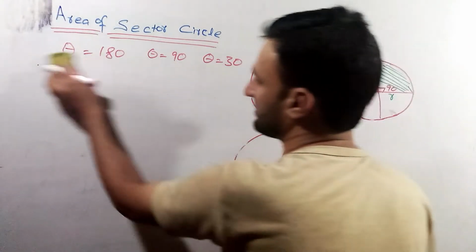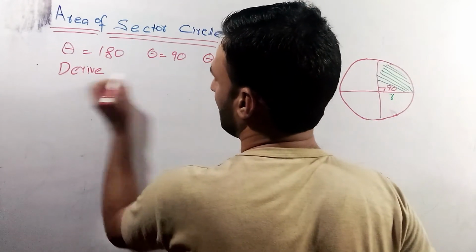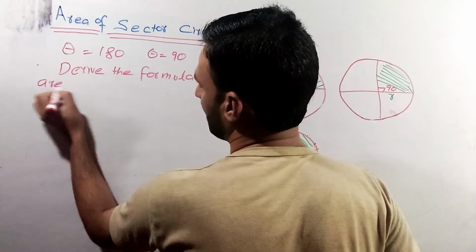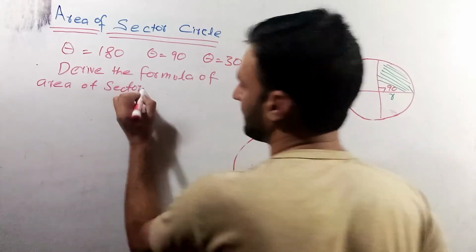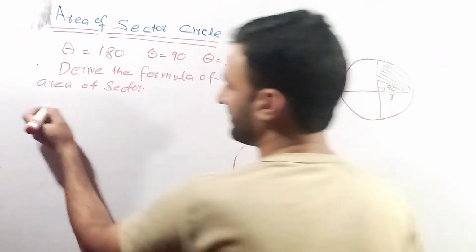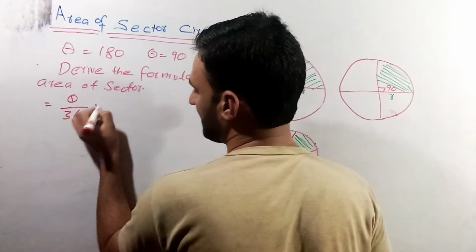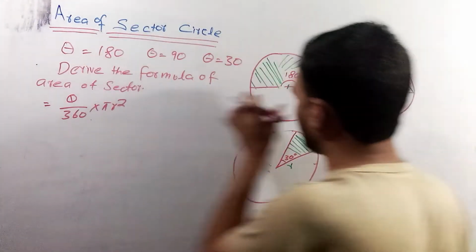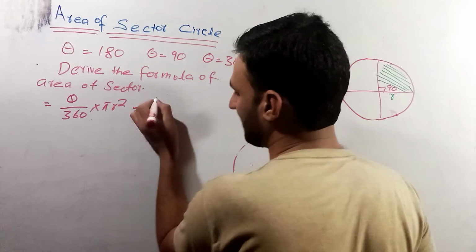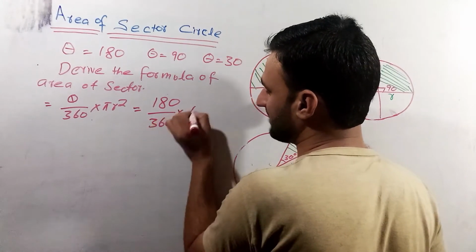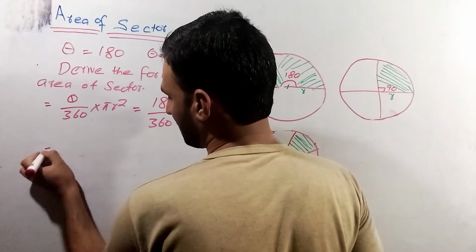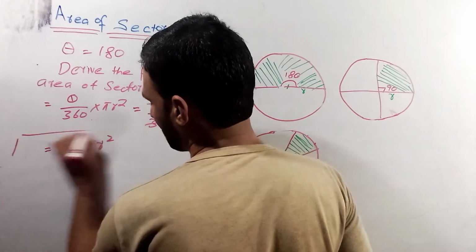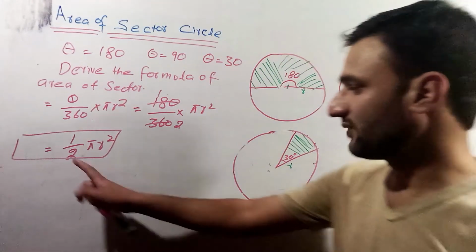You can also say that derive the formula of the area of the sector, right? For example, in the first case we have angle 180 degree. We already know the general formula: theta divided by 360 multiplied by pi r square, right? Put the value here, and we can find out the area of the sector of this covered region. So putting the value 180 divided by 360 multiplied by pi r square, we notice that it is 1 by 2 pi r square. So in this case the area of the sector is 1 by 2 pi r square.